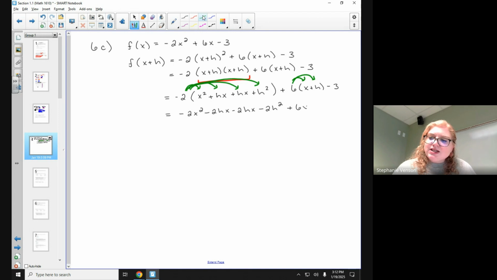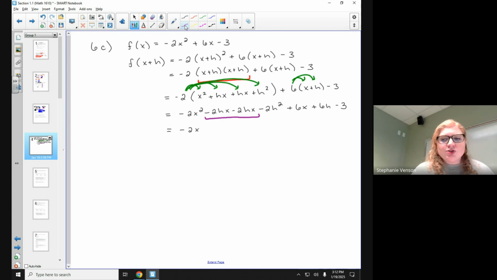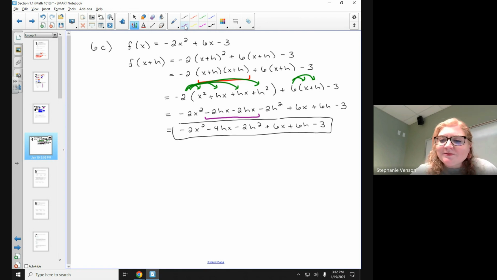6 times x is 6x. 6 times h is 6h. And I carry down the -3. As a final step, I will just combine any like terms, and I think these two right here are my only like terms. So we get -2x squared minus 4hx minus 2h squared plus 6x plus 6h minus 3. And there you have it.